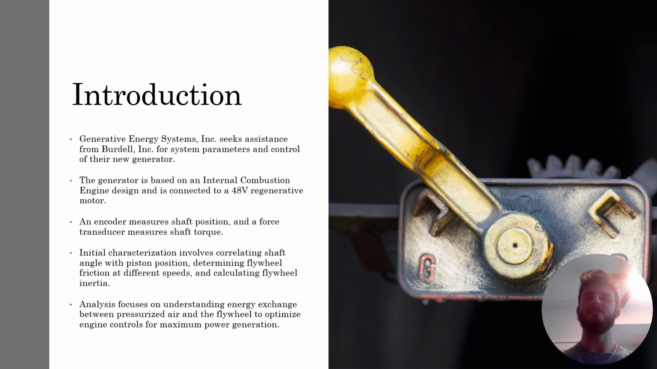By running tests and recording data such as shaft speed, shaft torque, and frictional torque, the inertia of the shaft and its components inside of the assembly can be calculated. Additional testing can be used to define the relationship between the engine's flywheel and the pressurized air within the engine. With the engine characterized, a controller can be made to ensure the engine can maximize its power generation.